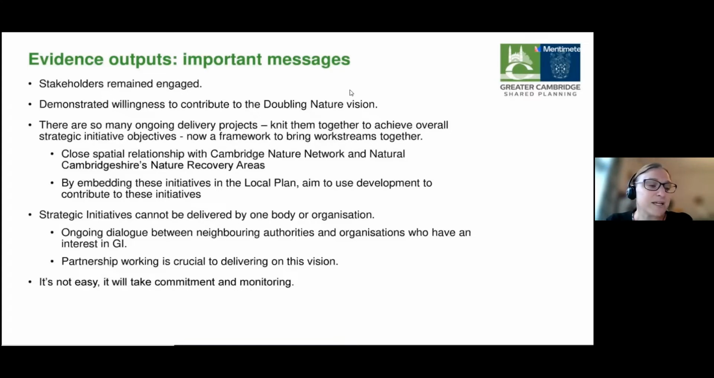It also came out really clearly that these initiatives can't be delivered by one body or organization. It's going to take a lot of continual dialogue between neighbouring authorities and other organisations who've got an interest in GI to get these delivered. And what came out clearly as well is partnership working is going to be absolutely crucial to delivering on the vision. It's not easy. No one's saying it's easy. This is probably the beginning, and it's going to take a lot of commitment and monitoring to see these realised.